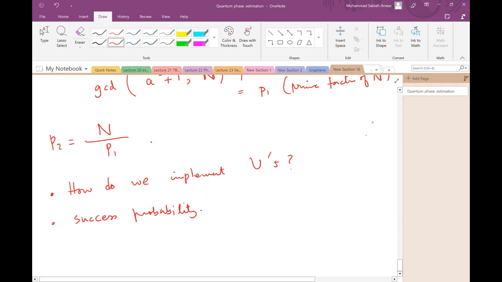So this is all that I wanted to discuss as far as the quantum phase estimation implementation of Shor's factoring is concerned. So inshallah, see you later.